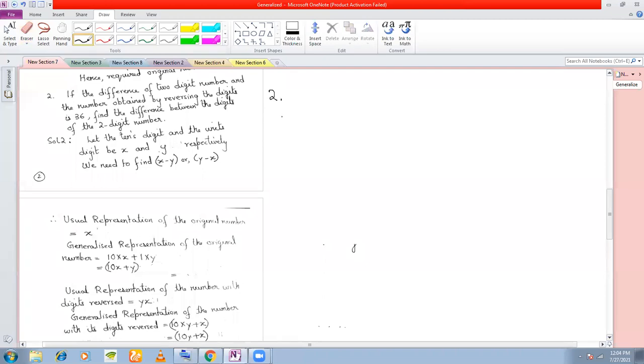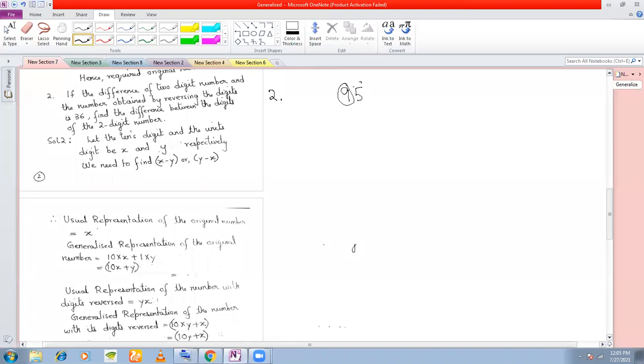So understanding is not the only key. You understand everything in class, that is okay. But unless and until you practice with your own hands, you will not be able to do it in the examination. Fine, let us move on to the next one. If the difference of digits of a 2-digit number, what do you mean by difference of digits of a 2-digit number? Suppose the number is 95.